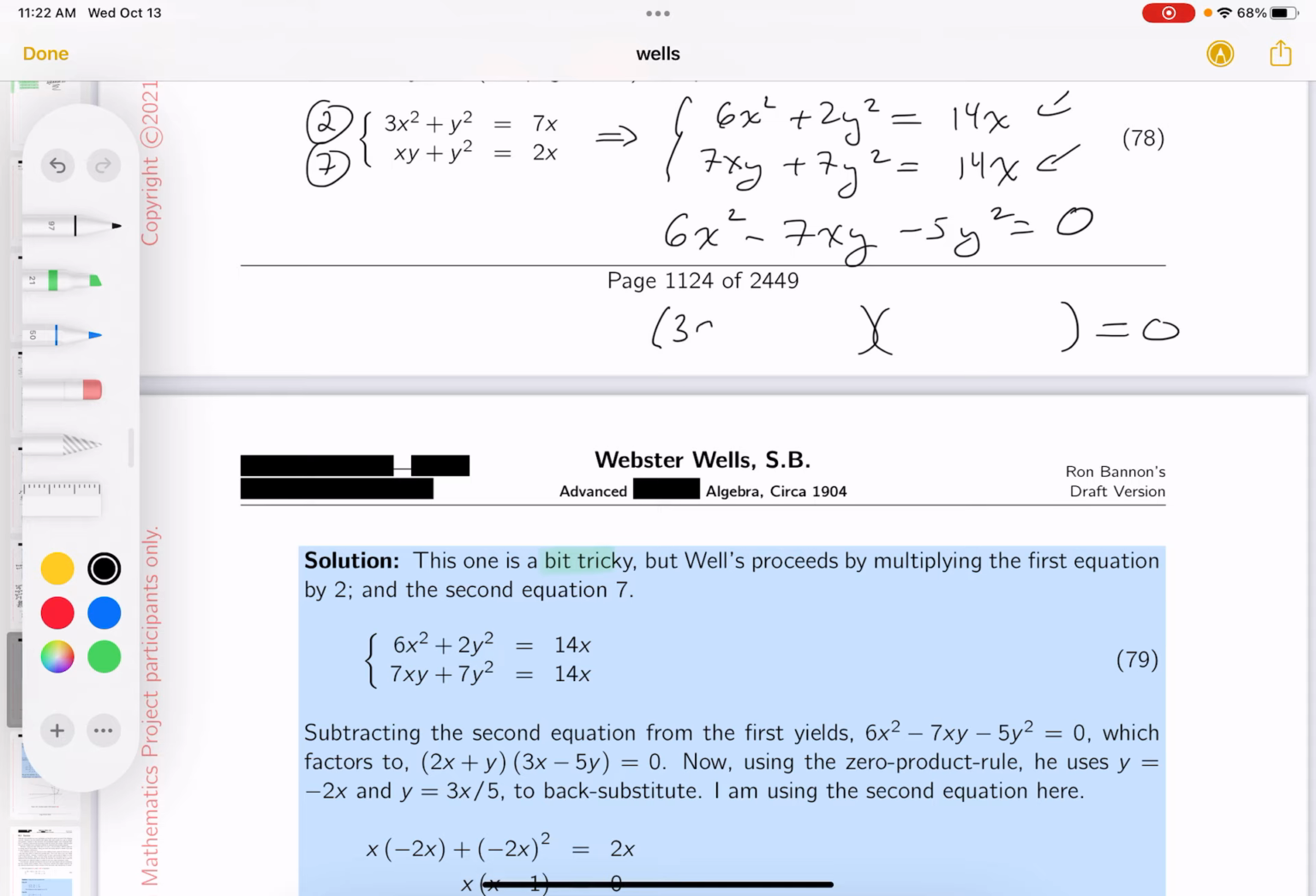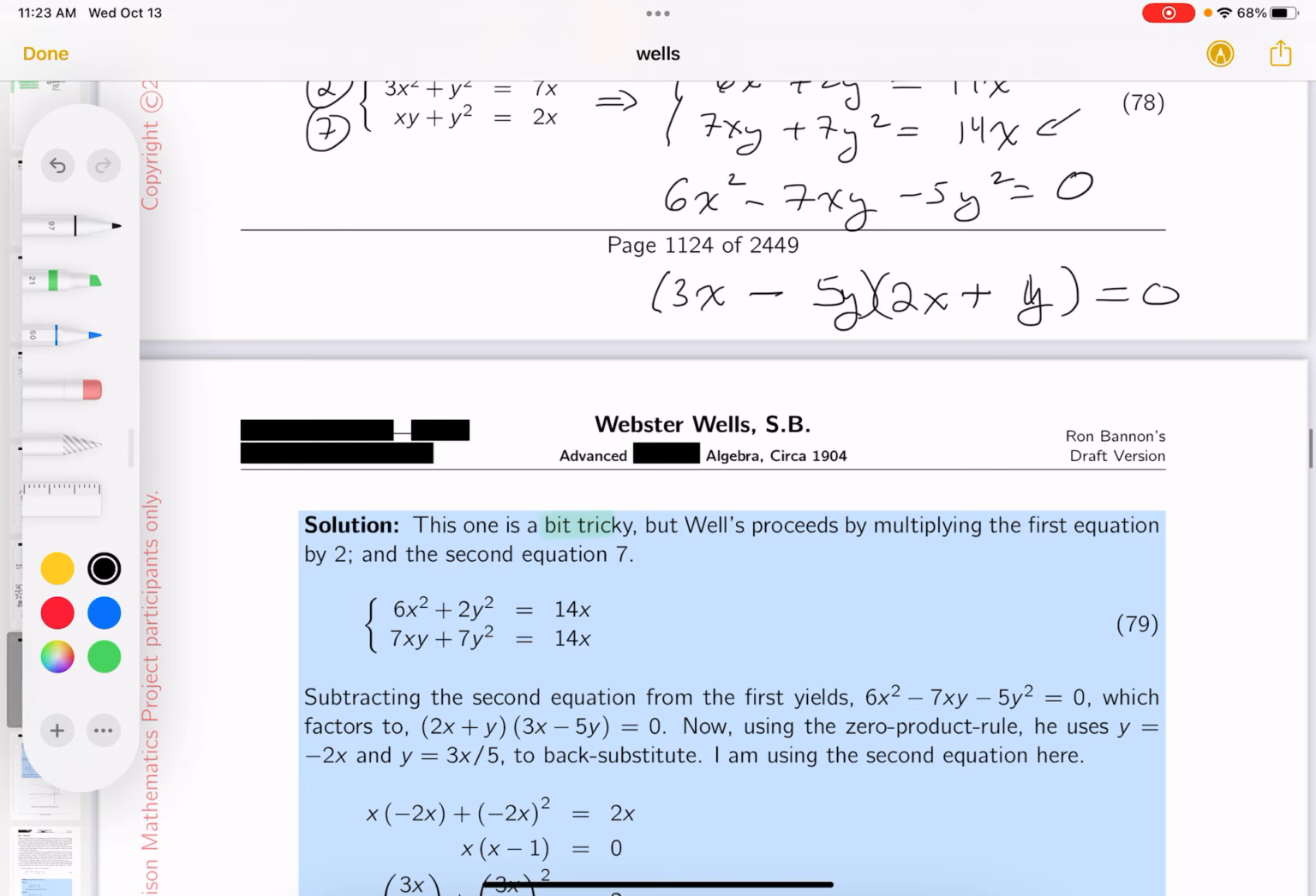So I'm going to say 3x and 2x. And I'm going to say 5 would be 5 and 1, right? I think I see it. Maybe not, though. Y and y, because I have y squared, right? And what do you get there? I'm going to say plus and minus. And what do you get there? You get 3x times 2x, 6x squared. Then you get 3xy minus 10xy, minus 7xy. Worked beautifully. All right?